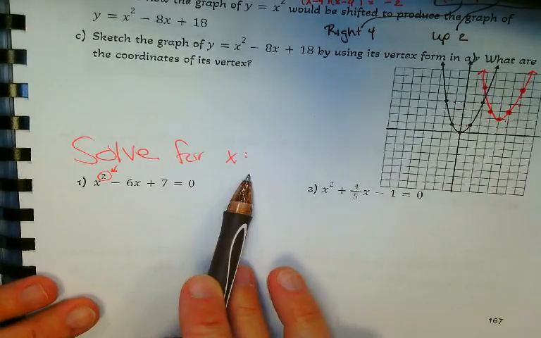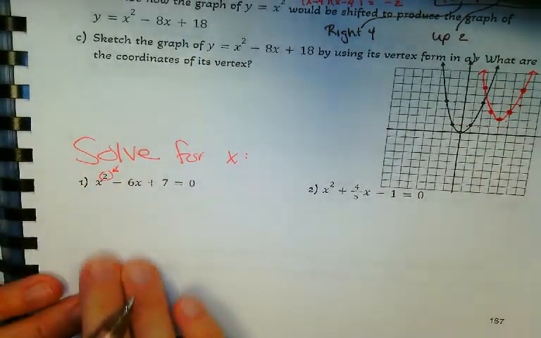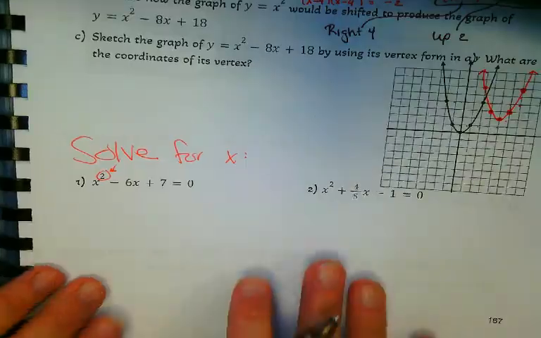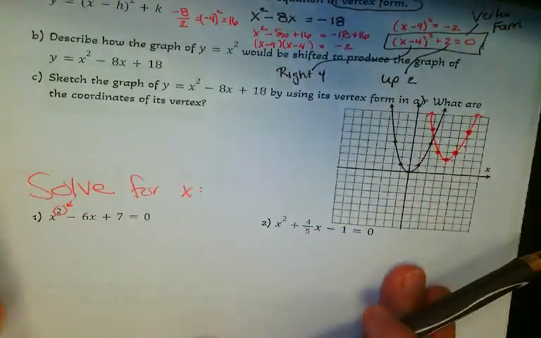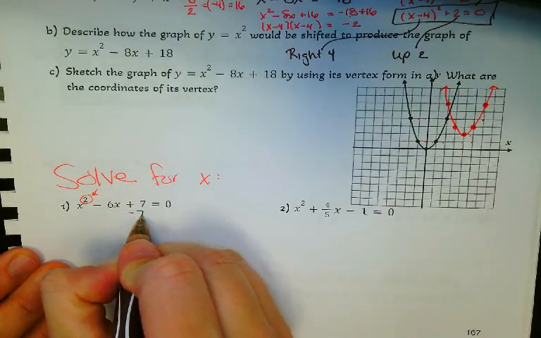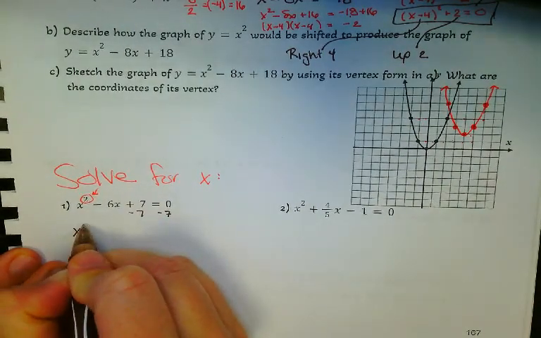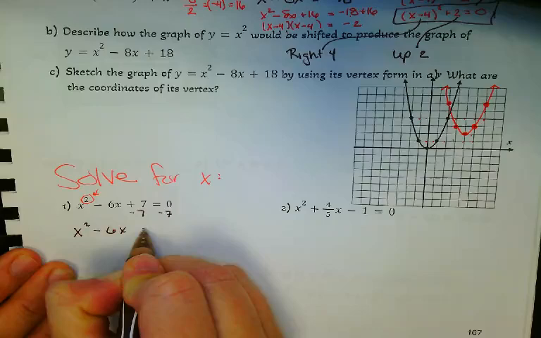And today our goal is to complete the square. We're assuming these can't factor. That's why we're using a different method. So again, we'll just read through the directions. Isolate the variable terms. So get the variables alone. So I'm just going to move over the 7. X squared minus 6x equals -7.